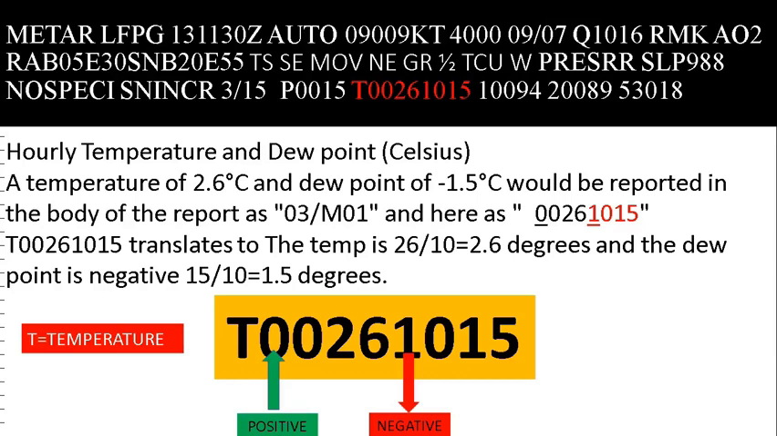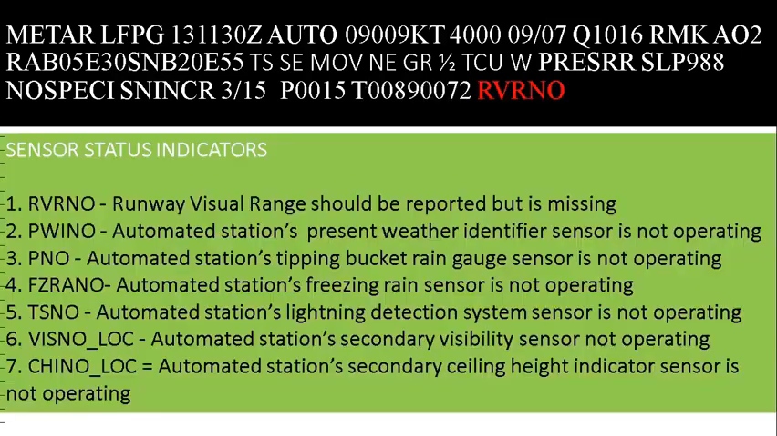Now we'll go for the second part, that is 1015. It's the dew point. It begins with 1, and 1 stands for negative. So it's minus, then you divide 15 by 10, and you will get minus 1.5 degrees as your dew point.